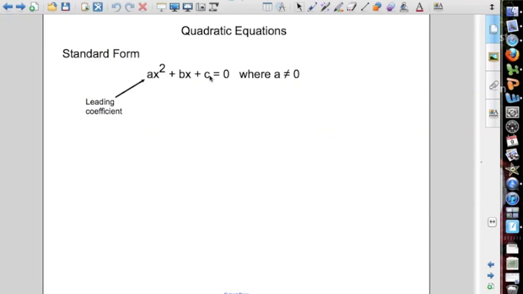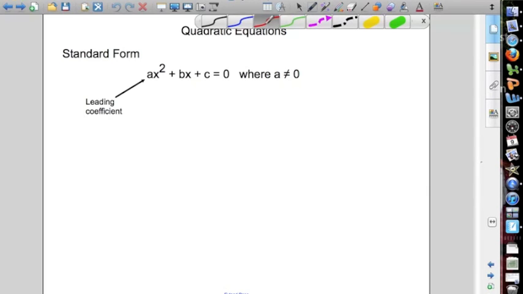It's just equal to 0. That is your standard form. We're going to look at solving some of these problems here. I'll show you just kind of an easy one here quick with x squared equals 16.